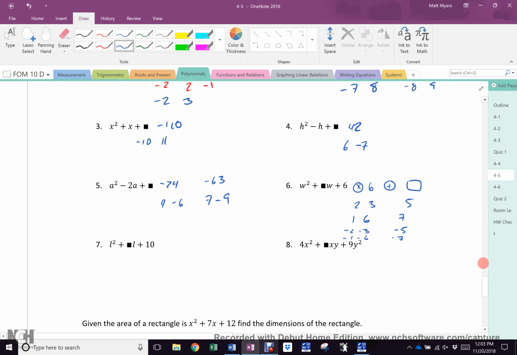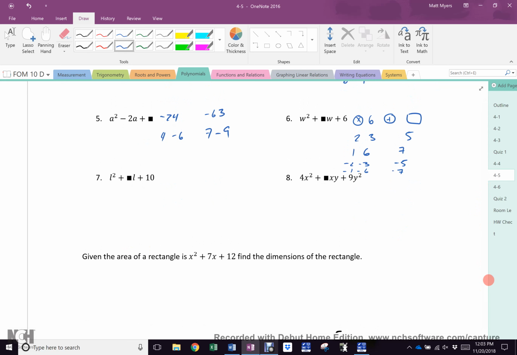Okay, what do you know about 7? Everybody should already have it filled in. It is missing a number, so we have to multiply to 10. That could be 5 and 2, and then 1, so 5 and 1 and 10 for 10, or 5 and 2, 2 and 5, or negative 1 and negative 10, negative 11, or negative 2 and negative 5, or negative 7. Yay!